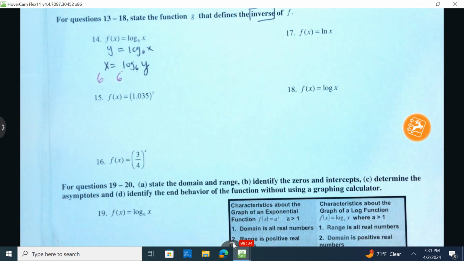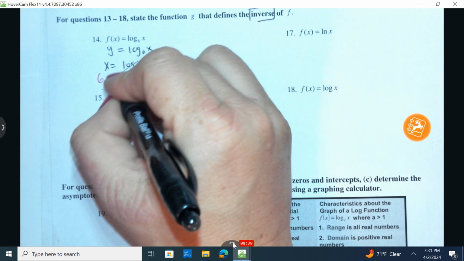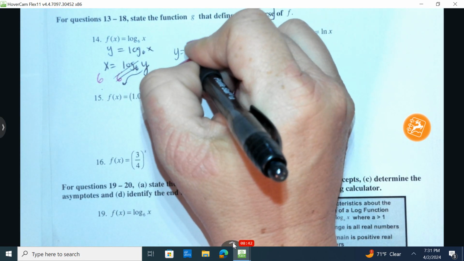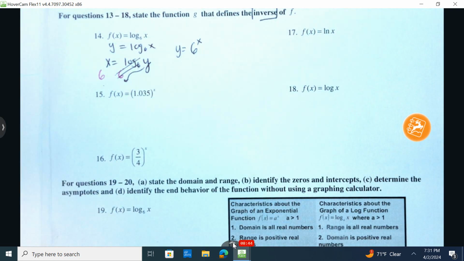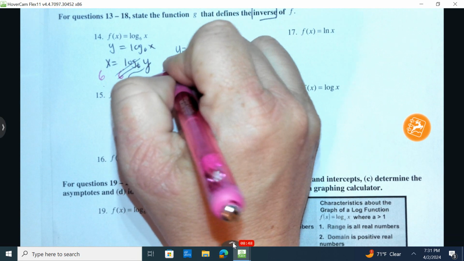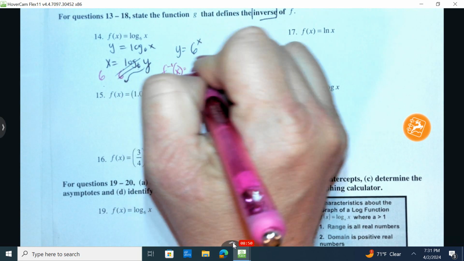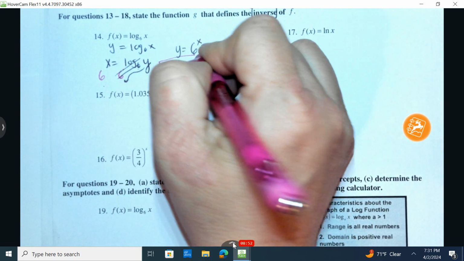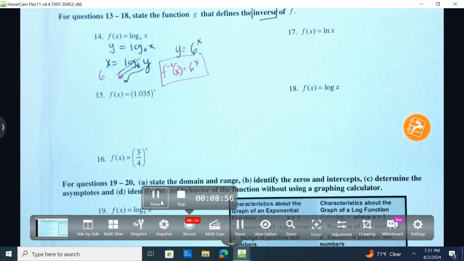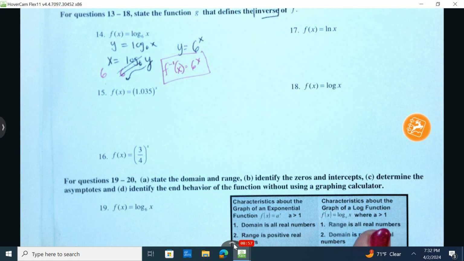Whatever I do to one side, I must also do to the other side. Now on the right-hand side, these are going to simplify to 1. I get to bring down the y. So I have y equals 6 raised to the x, or it could be 6 raised to the x equals y. But I do need to note that this original function said f of x. So this is the inverse. Now, for all of this to be, all right, I think you guys can see that okay there.